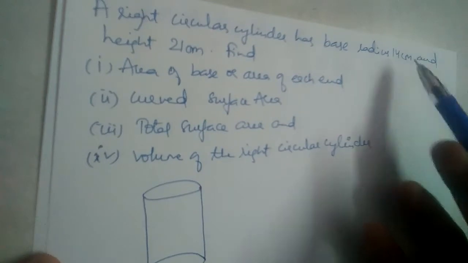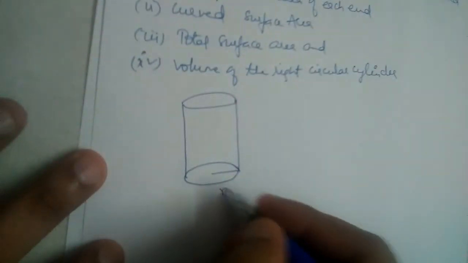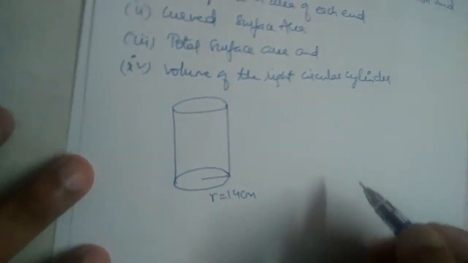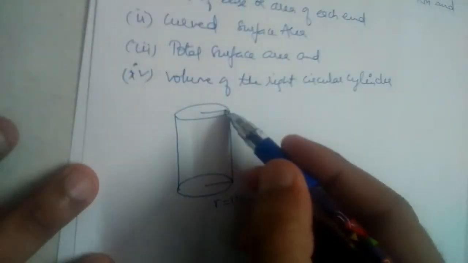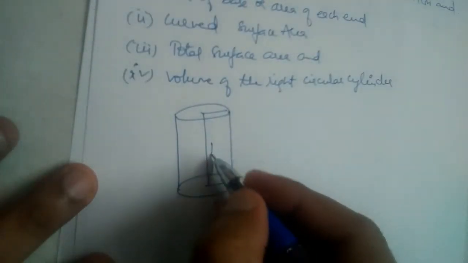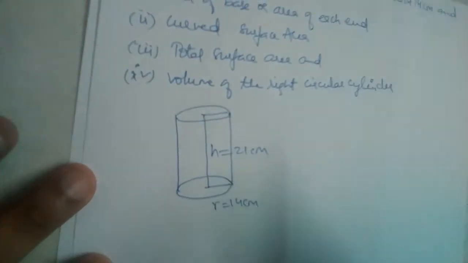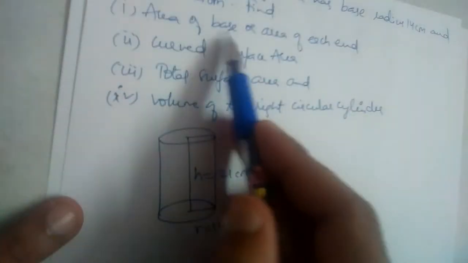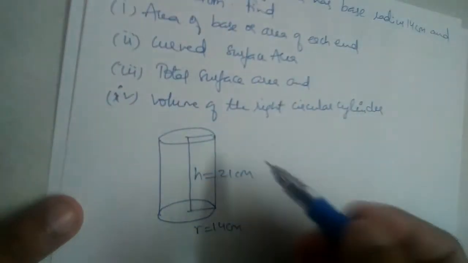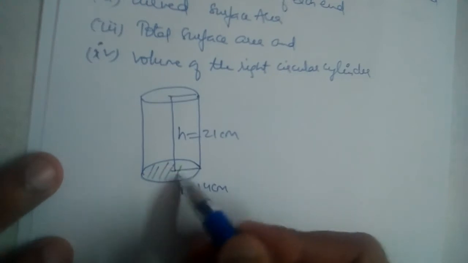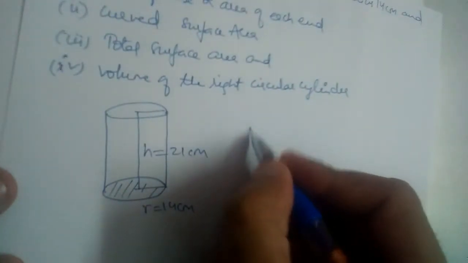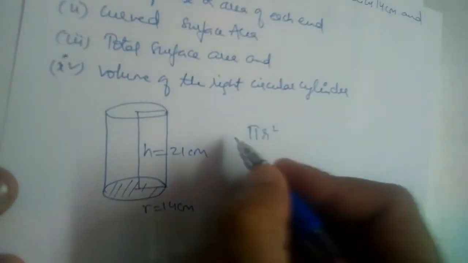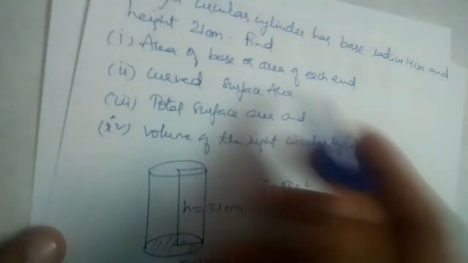Base radius is 14. So this is 14 centimeters and the height is 21. So this height is equal to how much? It is 21 centimeter. Find area of the base or area of each end. Okay, that means area of one end, right? So area of one end is equal to circle only, isn't it? So it is pi r square.